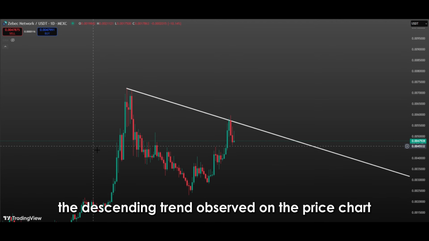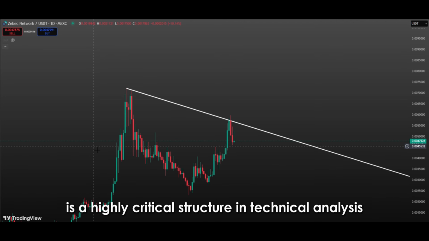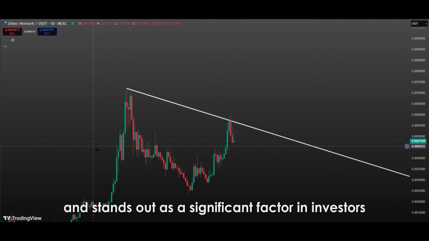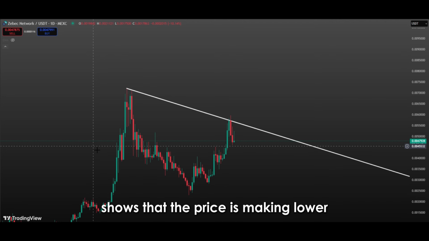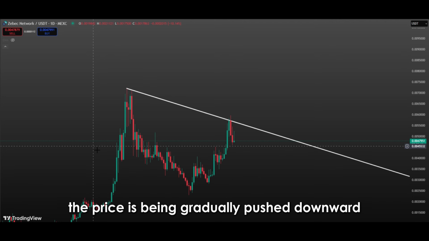The descending trend observed on the price chart is a highly critical structure in technical analysis and stands out as a significant factor in investors' decision-making processes. A descending trend fundamentally shows that the price is making lower highs and lower lows over time. This structure indicates that sellers are generally dominant in the market, buyers are weak, and as a result, the price is being gradually pushed downward.